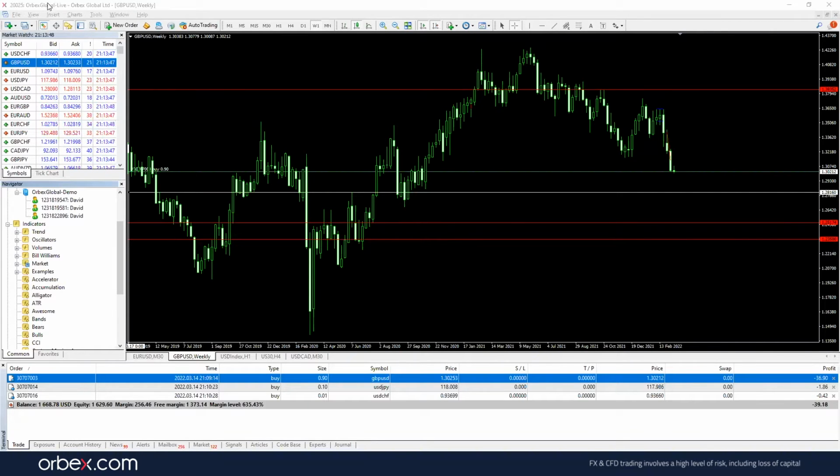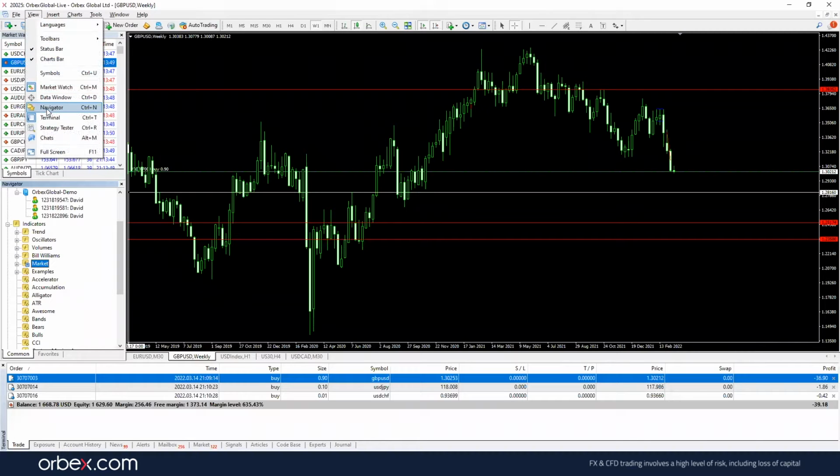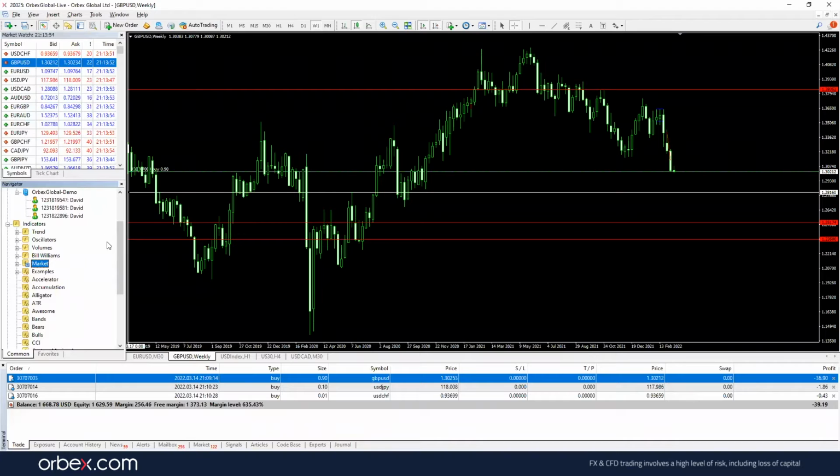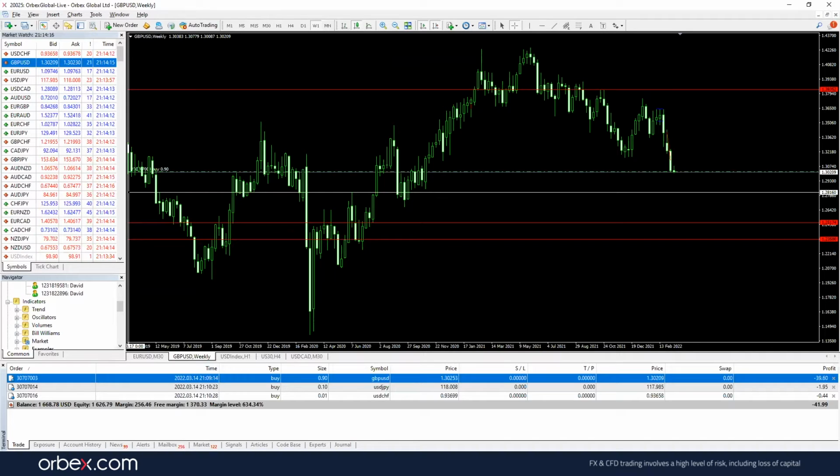So your Navigator can be found at View, Navigator. As you can see, I just closed it because I had it open already. Make sure that you can see the whole thing. And those are my test accounts with Orbex as well. But you just hover over and 1 to 500 will be visible. If you don't have access to your MT4 platform, then if you come on chat to our support team, they will tell you your leverage as well. So moving on to the next slide.